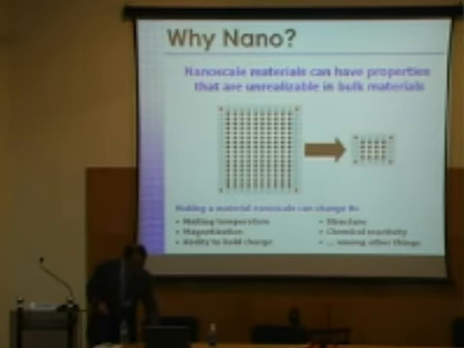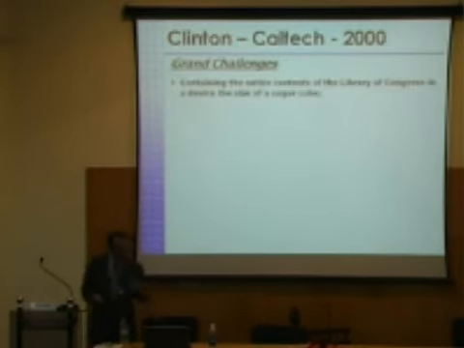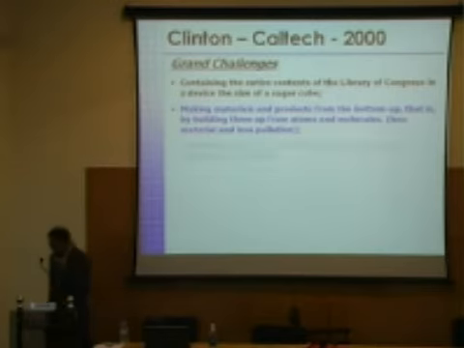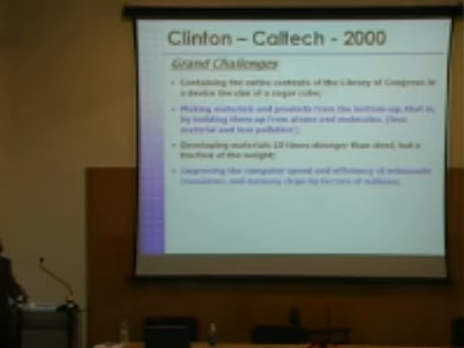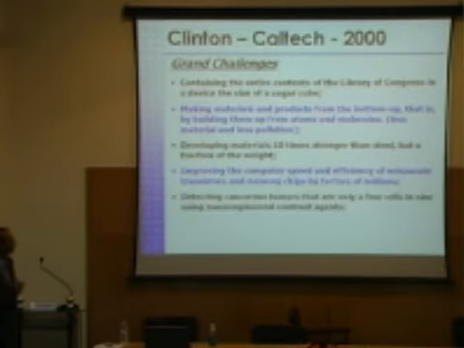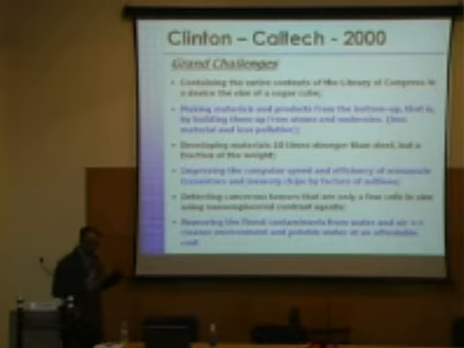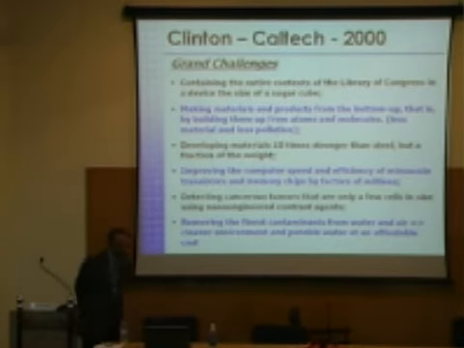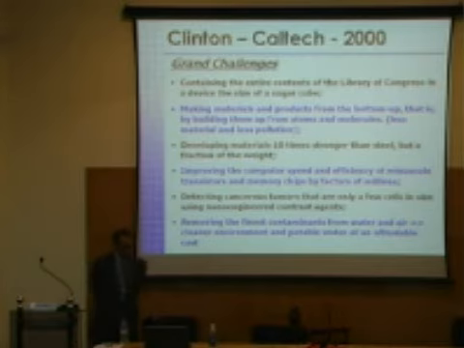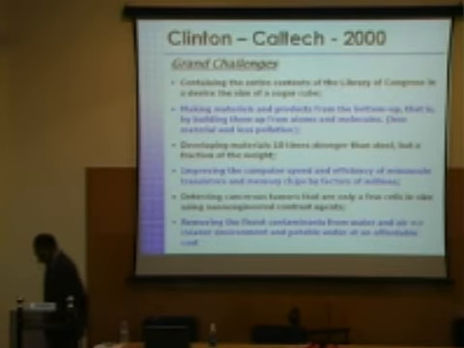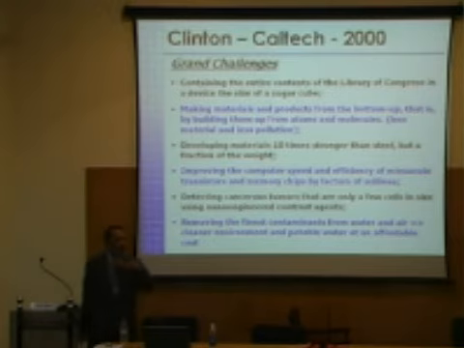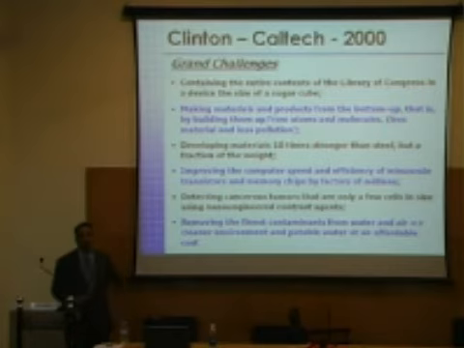I'll give you some examples as well. So Bill Clinton, some time ago, before America got hit by the 9/11 unfortunate episode, had some ideas about what we should be doing for the next 10, 15 years. So he wanted to have a device that's the size of a sugar cube that basically holds all the information of the US Congress, which is tons and tons of volumes of books, and making materials and products from the bottom up, not top down.